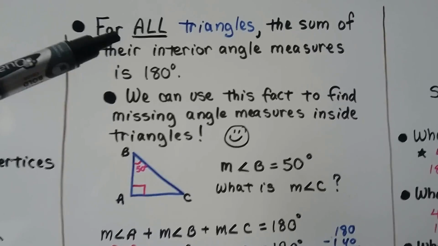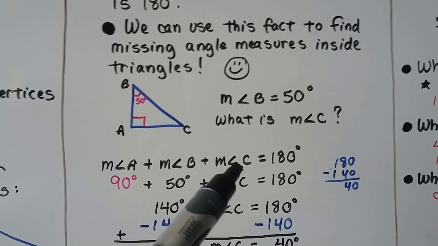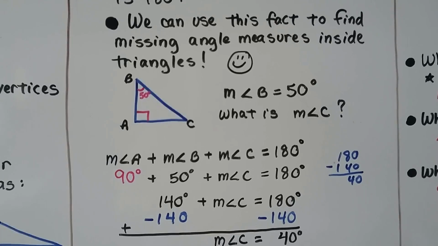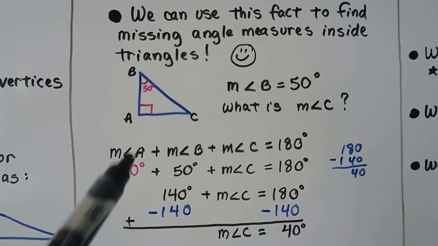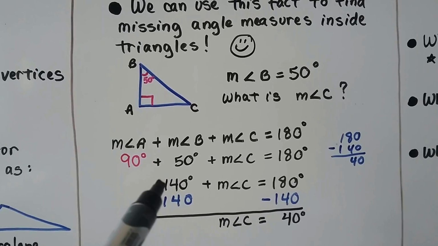Well, it's got to equal 180. We take the measure of angle A and B and C to equal 180. So we know that measure of angle A is 90 and B is 50. 90 and 50 makes 140.